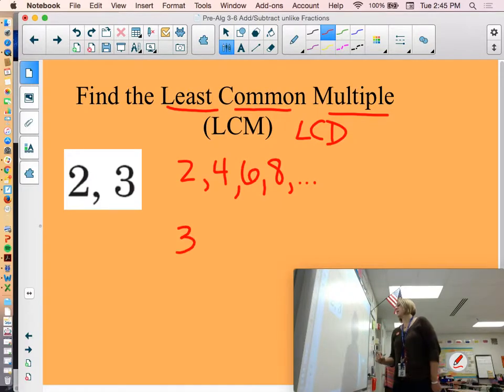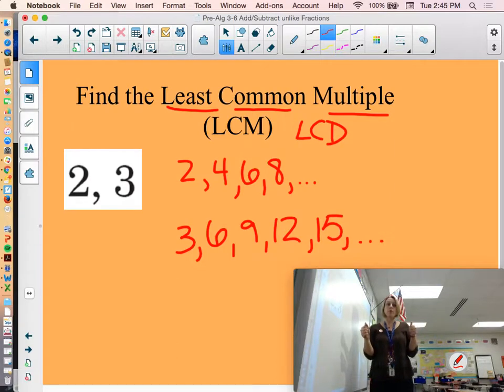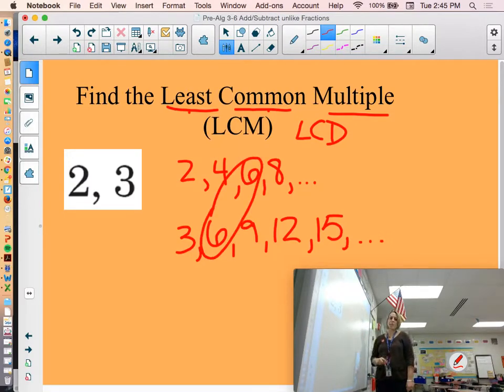Okay, and 3 has to be 3, 6, 9, 12. This is like skip counting. These are also found on your multiplication table. So if you still have that purple sheet of paper that has all the multiplication tables on it, you would be able to look on there as well. So now, to find the least common, we want to find the smallest number that's the same. 2 and 3 aren't the same, 4 is not the same, but 6 and 6 are the same. So the least common multiple would be 6.